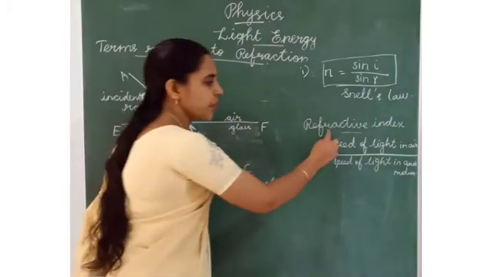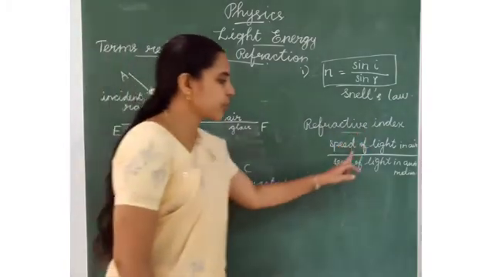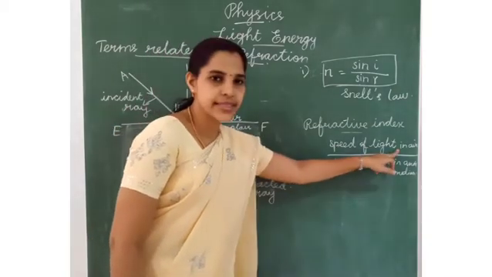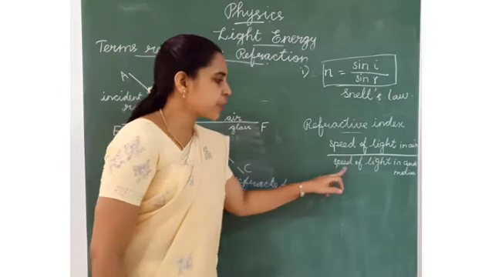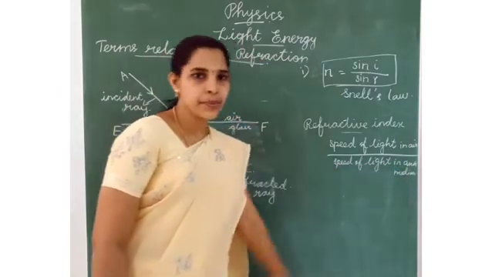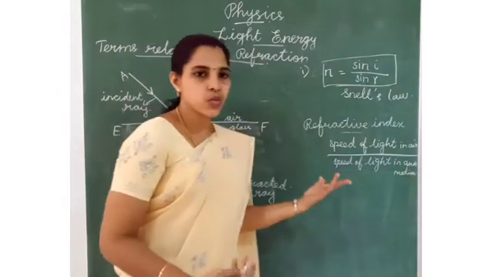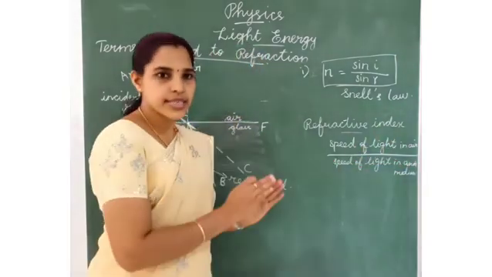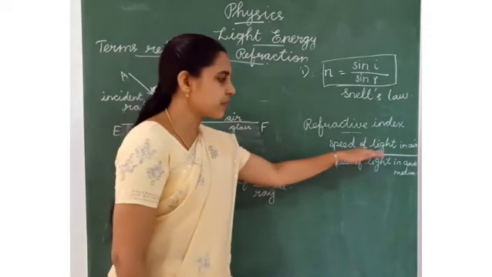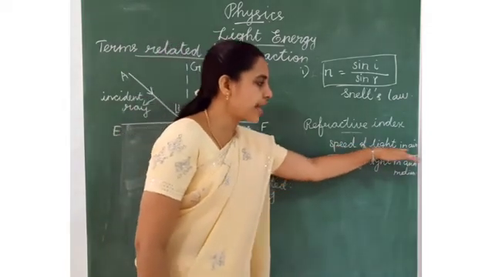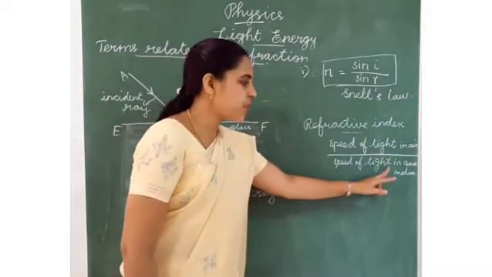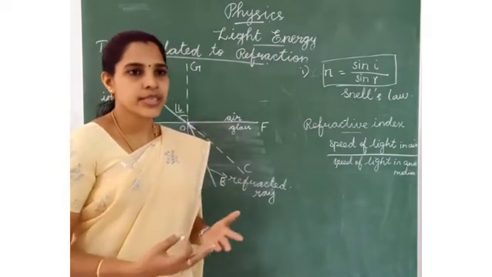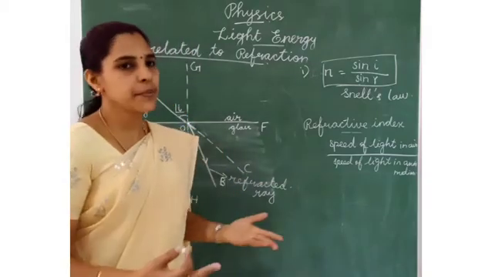Okay, to find the refractive index we should use this formula: the ratio of speed of light in air to the speed of light in another medium. It means glass, water, always. The speed of light in air is the same, it will not change. This is the formula: the speed of light in air, speed of light in another medium. It means glass, water, diamond, any material.